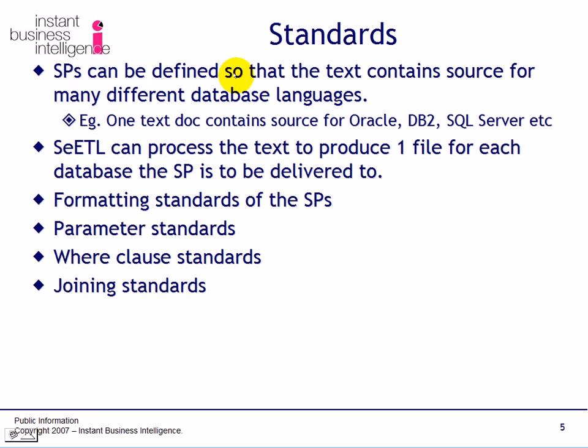Stored procedures can be defined so that the text document contains a source for many different database languages. So I can write one text document that contains the source code for one stored procedure, and that might provide the code for Oracle, DB2, SQL Server, etc. CTL can process that text file to produce one file for each database the stored procedure is to be delivered to, and the documentation for that is in with CTL.